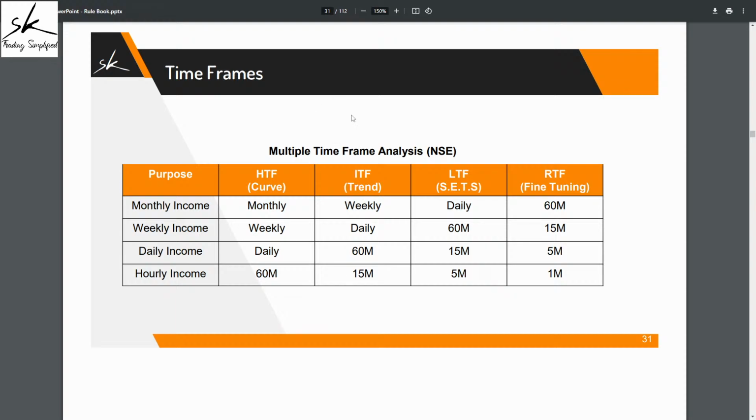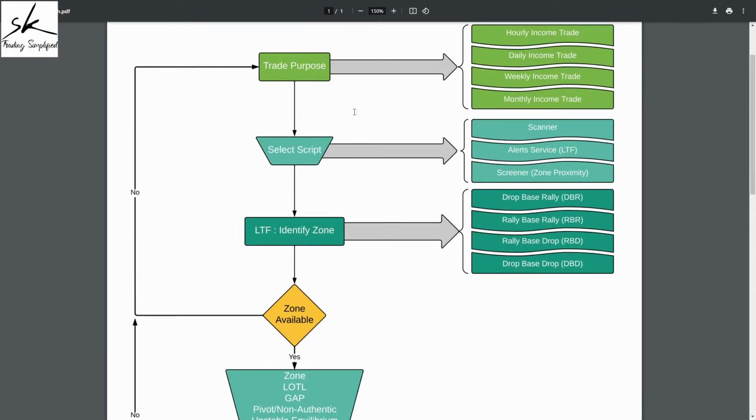All right, so coming back to our step number one, I opted I want to plan monthly income trades. As soon as I selected my purpose of trade, now I have the clarity to what time frames I'll be using. Plus, I also have the clarity to what analysis I'll be doing on each and every time frame. So challenge number one taken care of.